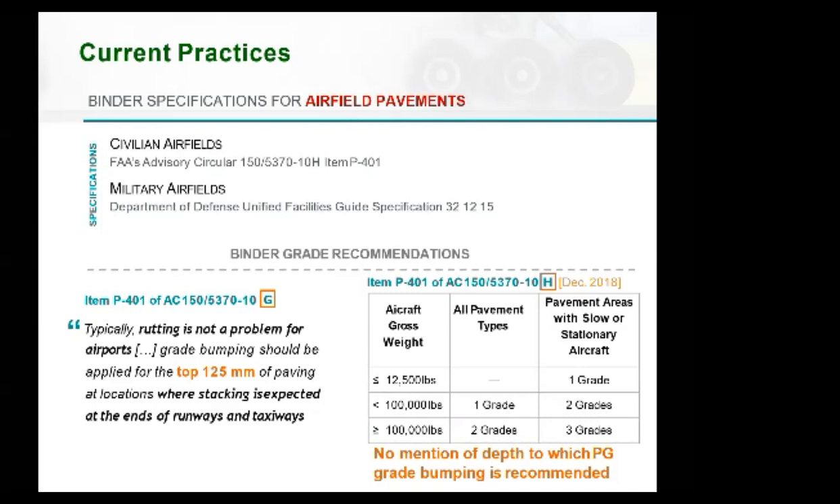And if you have slow or stationary areas where there are slow or stationary aircraft, such as the end of taxiways or the beginning of runways, then even if you have less than 12.5 kips, bump 1 grade, and then 2 grades, and then 3 grades as the load of the aircraft goes higher. But there is no mention anywhere of the depth to which the PG grade bumping is recommended.